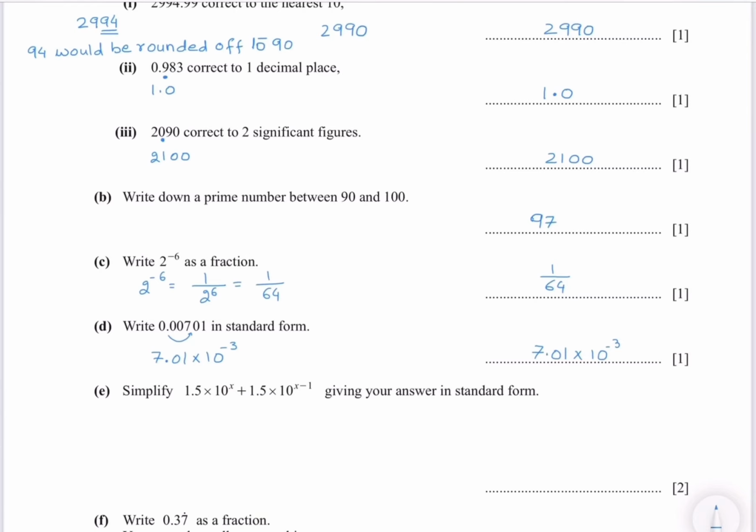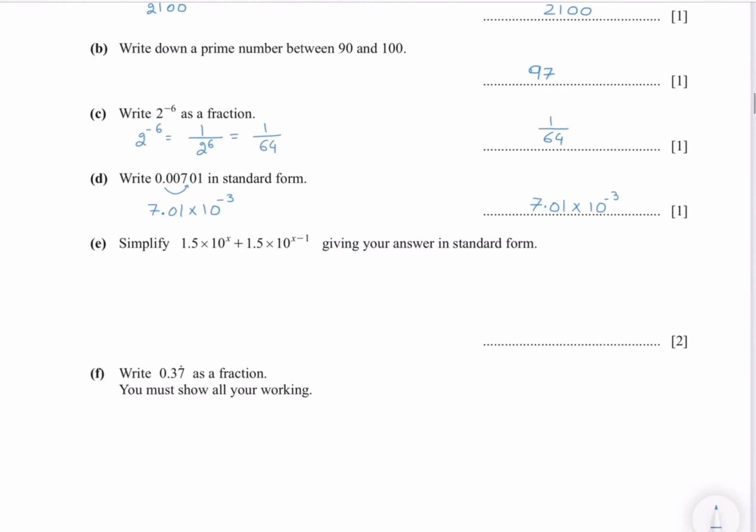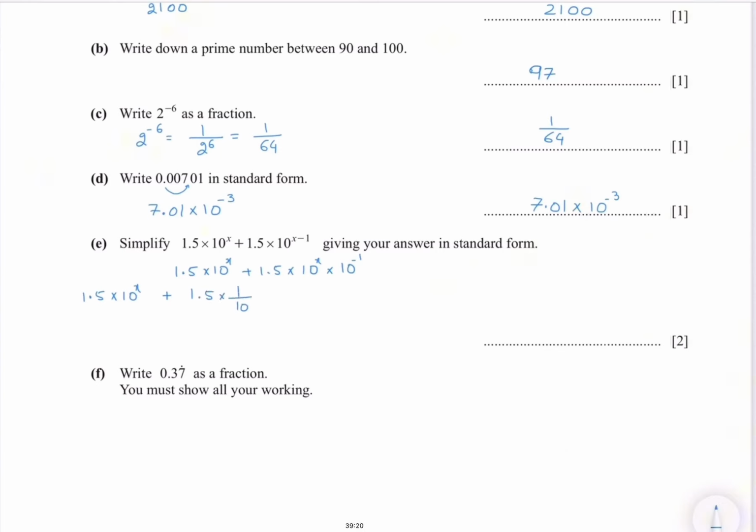Okay, simplify 1.5 into 10 power x plus 1.5 into 10 power x minus 1. So split 10 power x minus 1, like you write 1.5 into 10 power x plus 1.5 into 10 power x into 10 power minus 1. So 1.5 into 10 power x plus, now 1.5 into 10 power minus 1 means 1 over 10 into 10 power x. So now 1.5 divided by 10 is 0.15 into 10 power x.